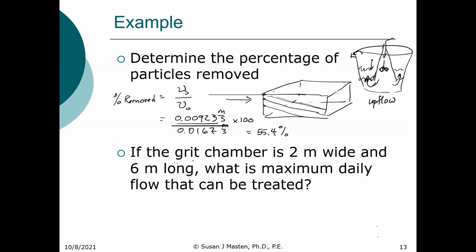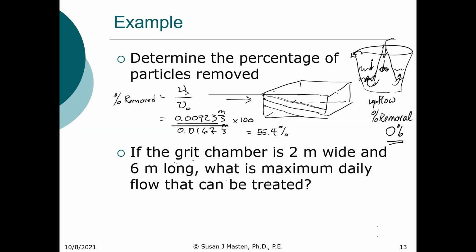So in that case, for the same size particle, would this particle be removed in this sedimentation basin? What would be the percent removal here? The answer is 0. In an upflow sedimentation basin, if the particle terminal settling velocity is less than the overflow rate, then no particles are removed.